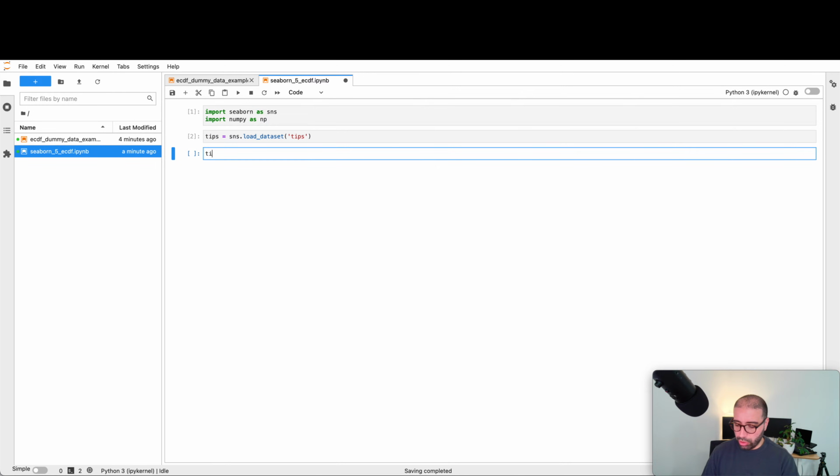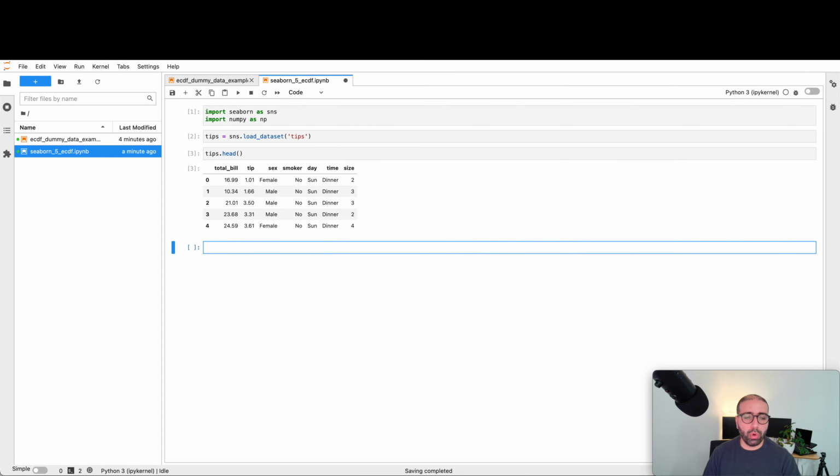The data itself is called tips. If I show you the first top rows of the tips data, there is the total bill amount, so how much people spent in this restaurant, the amount of tip they paid to the waiter or waitress, what the sex of the person who paid was, whether they were a smoker or not, which day they came in, whether that was for lunch or dinner, and what the guest size was, how many people were dining.